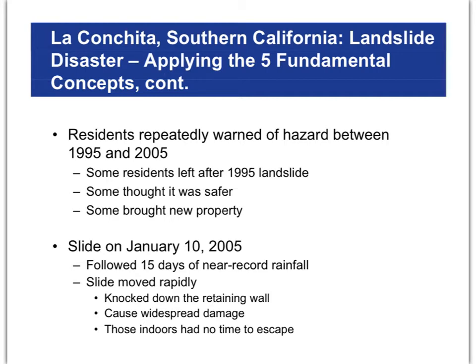Now, it wasn't for lack of education. People were repeatedly warned between 1995 and 2005, and some people actually did leave after 1995. But being such a nice place, Southern California, warm, sunny, by the ocean, many people bought property later on, maybe people that didn't know about the 1995 event. And some people just figured, well, it was safe now that we put up a little bit of a wall right here.